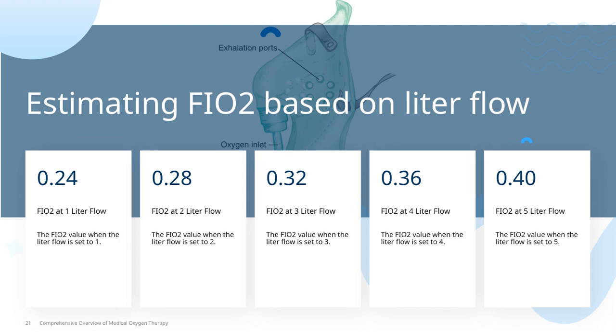It's important to keep these estimates in mind when adjusting oxygen therapy, especially in situations where precise oxygen delivery is critical. This table helps us understand the approximate FiO2 we're providing at different flow settings, which is essential for tailoring therapy to each patient's needs.